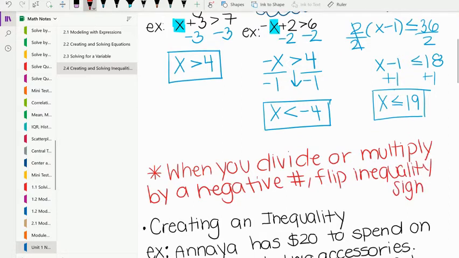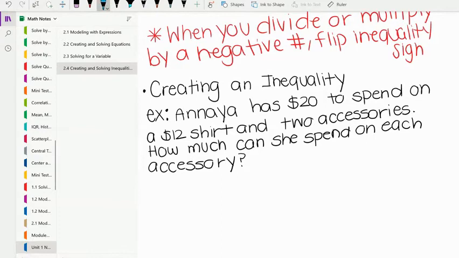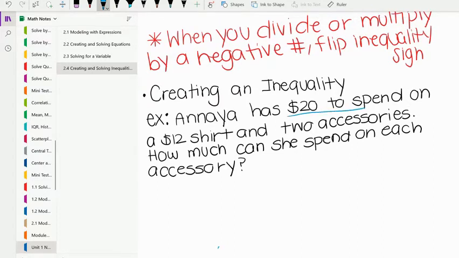All right, so the next thing we're going to do is look at a couple of word problems. So Anaya has $20 to spend on a $12 shirt and 2 accessories. How much can she spend on each accessory? Okay, so let's think about this. We know she has $20 to spend. She has a $12 shirt already. She wants 2 accessories, but we don't know the cost. So we're going to say x is equal to the accessory cost.